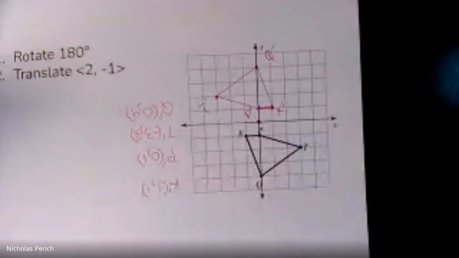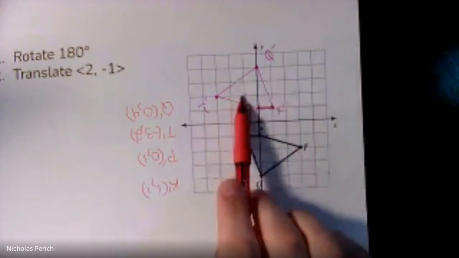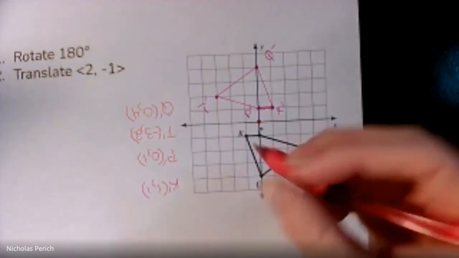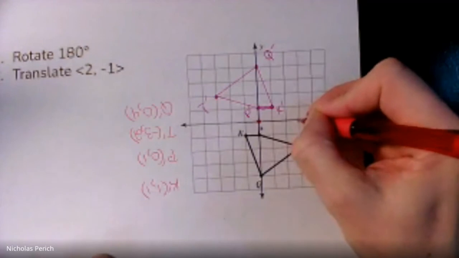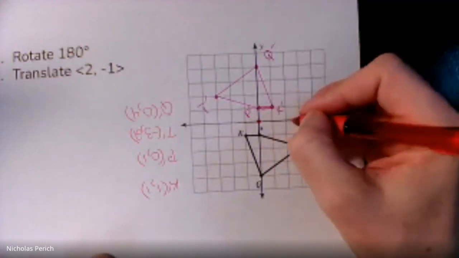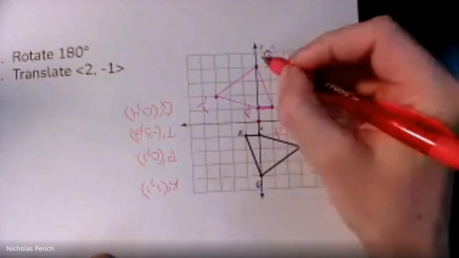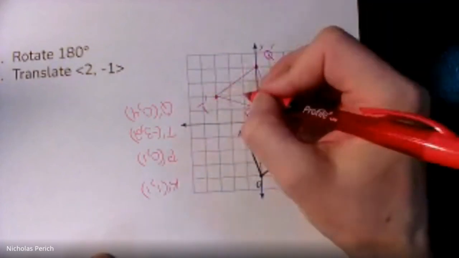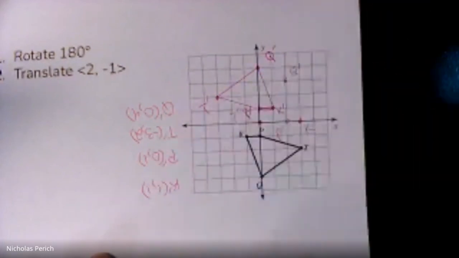Now I take that guy, and I translate what I have here in magenta right 2, down 1. So I can even just look at these and do that. Taking 1, 1 and going right 2, down 1 is going to make it 3, 0. So right 2, down 1 is 3, 0 indeed. Right 1, 2, down 1 is P prime. Right 1, 2, and down 1 is Q prime. Right 1, 2, down 1 is T prime.